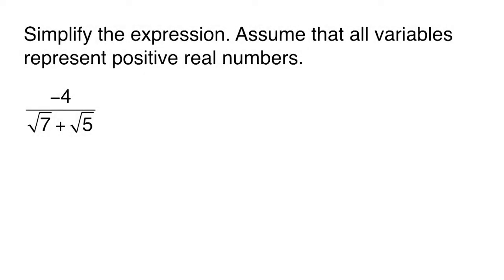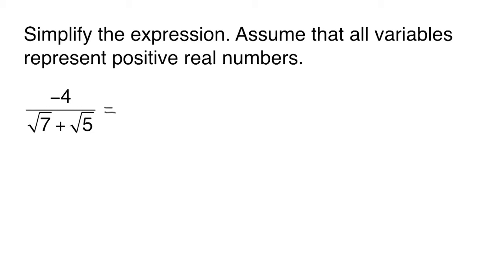Simplify the expression. Assume that all variables represent positive real numbers. -4 divided by the quantity the square root of 7 plus the square root of 5. To simplify, we need to rationalize the denominator. To do that, we multiply the numerator and denominator by the conjugate of the denominator.